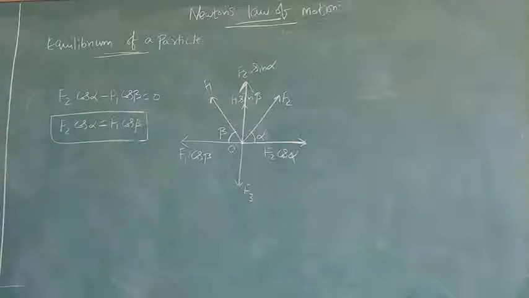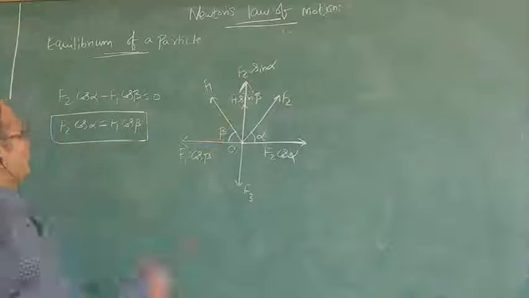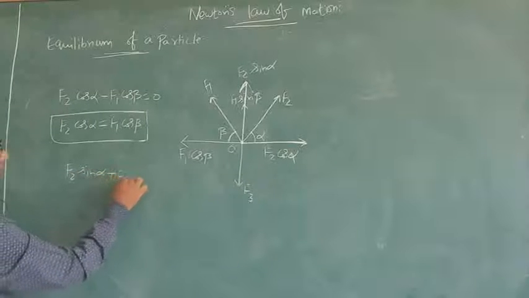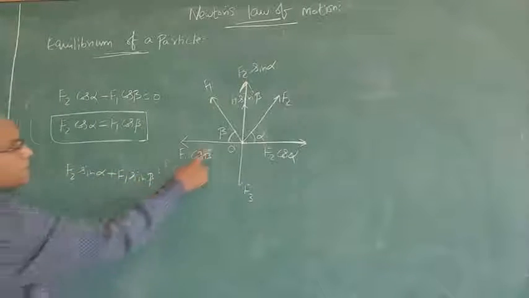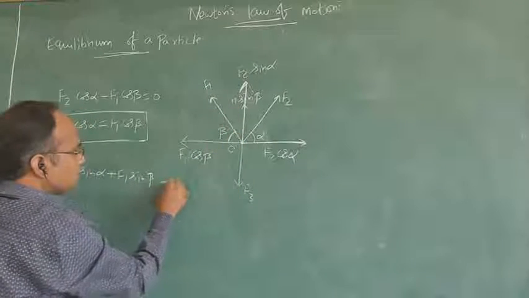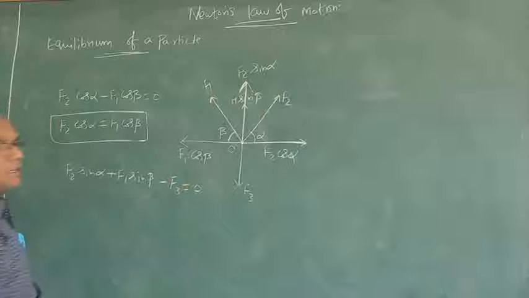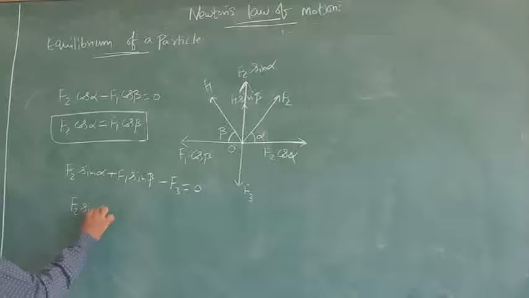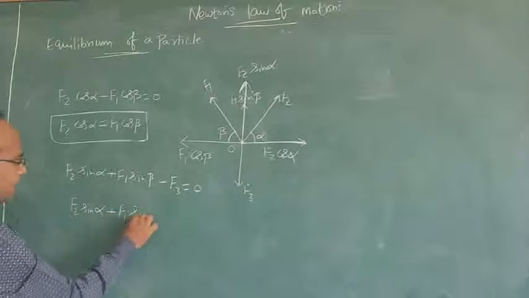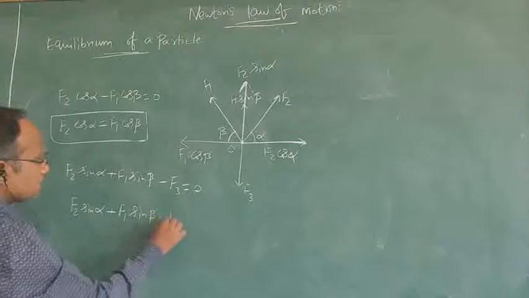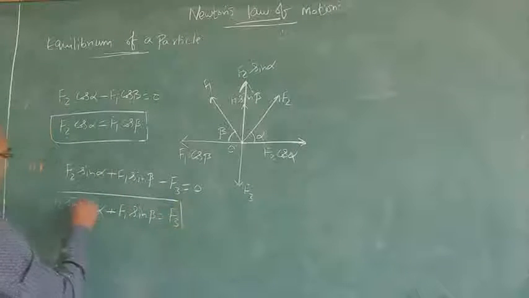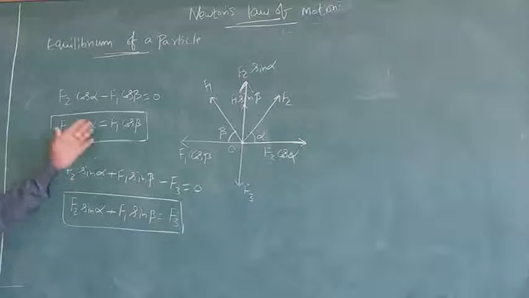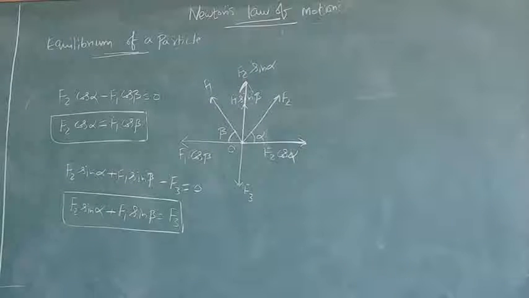Next, another one. Here what can we write? F2 sin alpha plus F1 sin beta. This is upward minus downward, which is minus F3, is equal to 0. From here we can write F2 sin alpha plus F1 sin beta is equal to F3. So this is the equilibrium of a particle.